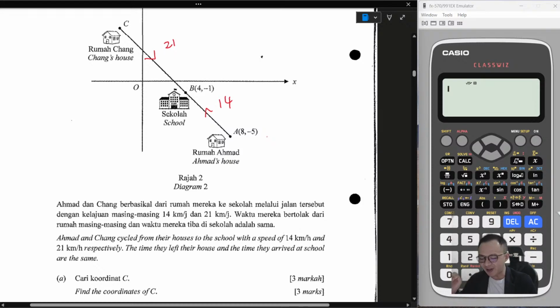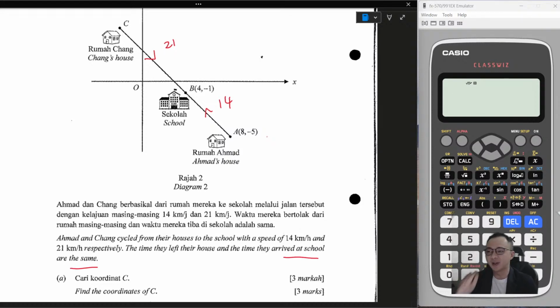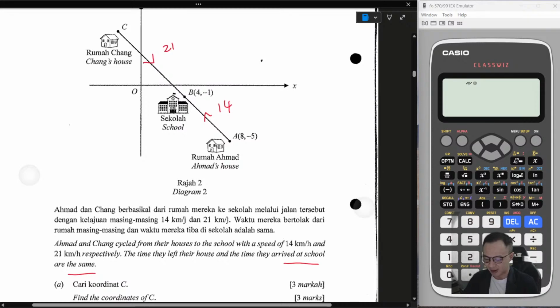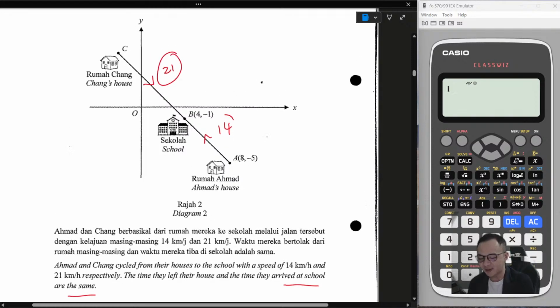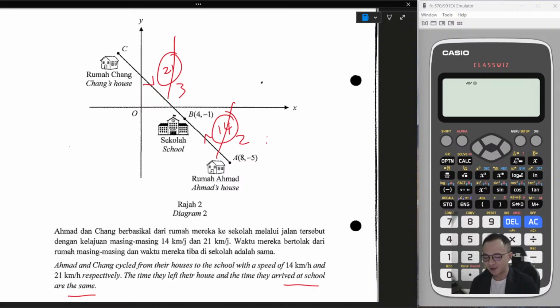The time they left their house and the time they arrived are the same. If they say like this, basically they will use the same ratio of the time. So we can just simply assume this one is a value of the ratio. If this is the value of the ratio, you can see both values can be divisible by 7, isn't it? If I divide by 7, this one is 3, this one is 2. Divide by 7, then you will go back to the segment question.